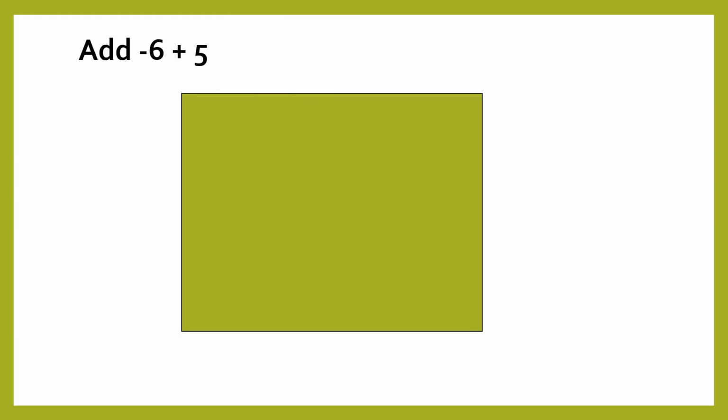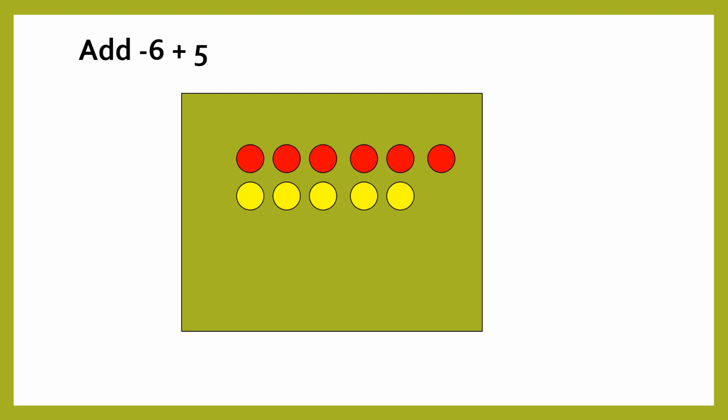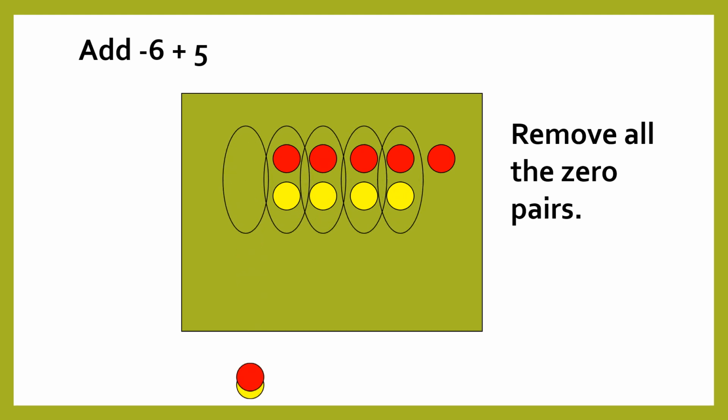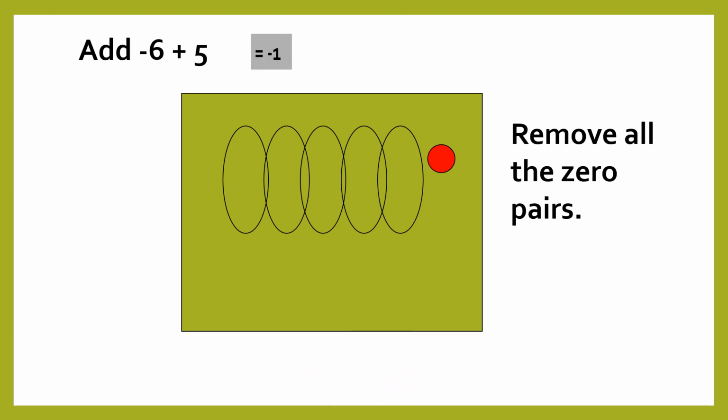Next, we have negative 5 plus 6. So we need negative 5, that means 5 red circles. Then we need also to have 6 yellow circles. Then let's remove all the zero pairs. We have 1, 2, 3, 4, 5. So these are 5. And what remains is 1. The answer is positive 1.